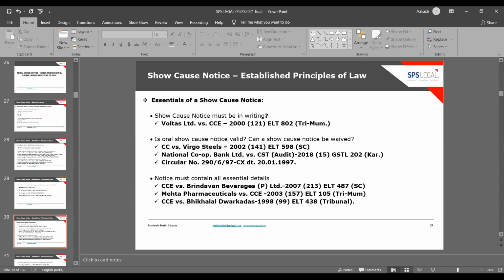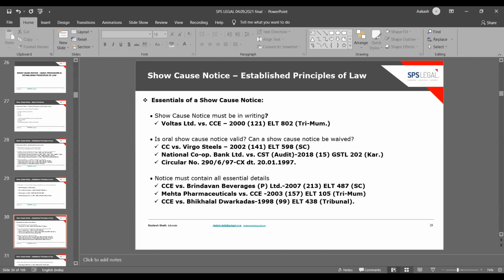In Volta's case, it was held by the tribunal that a show cause notice under section 28 of the Customs Act or section 11A of the Excise Act has to be in writing. An oral show cause notice, whereby it is conveyed orally or by email, is not a show cause notice. A show cause notice has to have the basic details and all the prerequisites as mandated in law and by various principles, which we will be seeing.